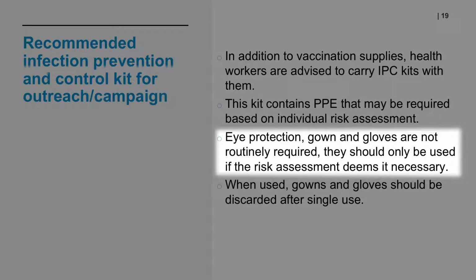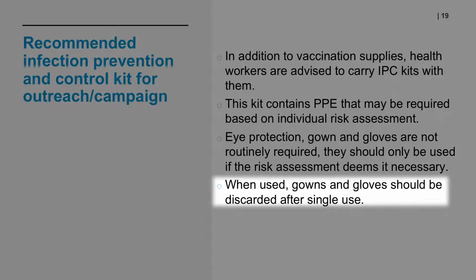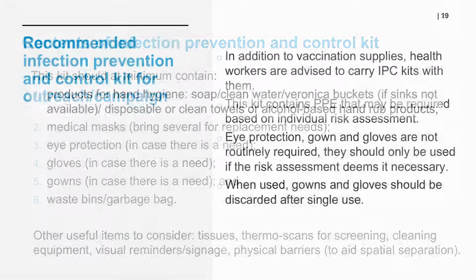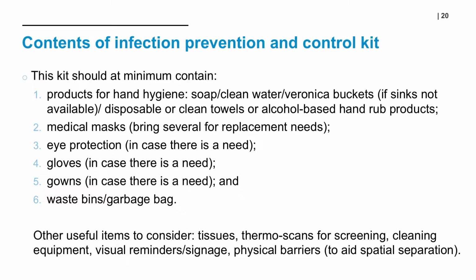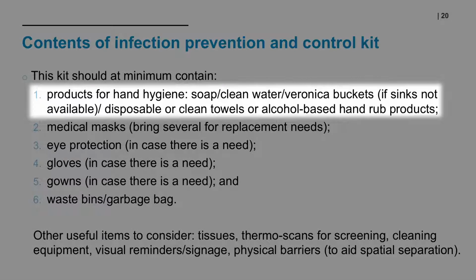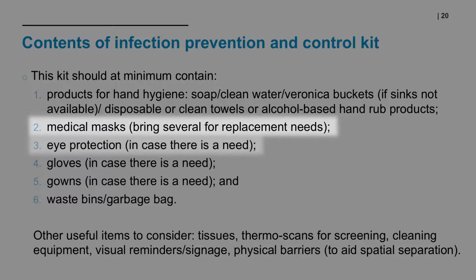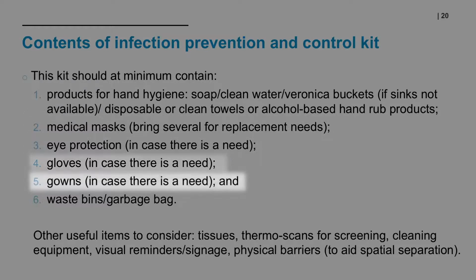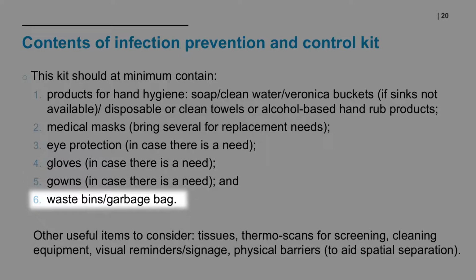Eye protection, gowns, and gloves are not routinely required as they should be used only if dealing with suspected COVID-19 patients. Gowns and gloves should be discarded after single use. This kit should at minimum contain products for hand hygiene, which includes soap, clean water or Veronica buckets if sinks are not available, disposable or clean towels, or alcohol-based hand rub products, as well as medical masks, eye protection, gloves, gowns, a waste bin or garbage bag.